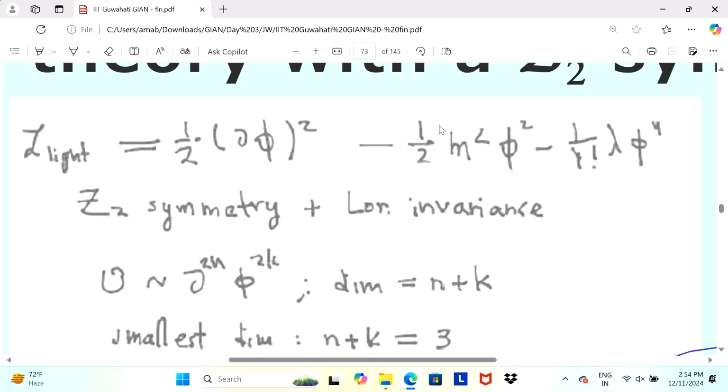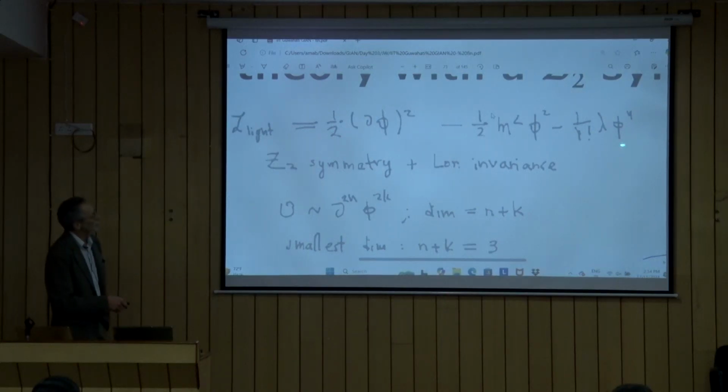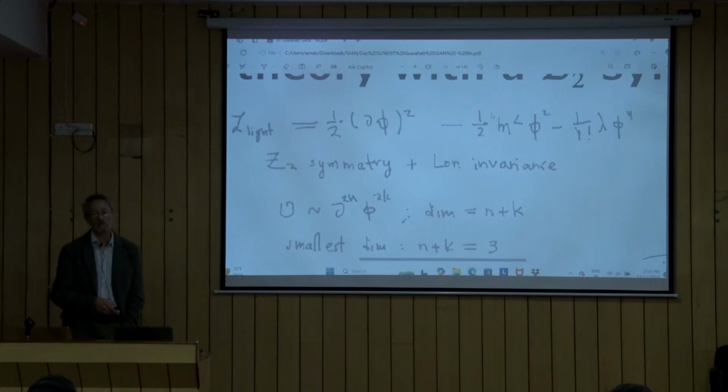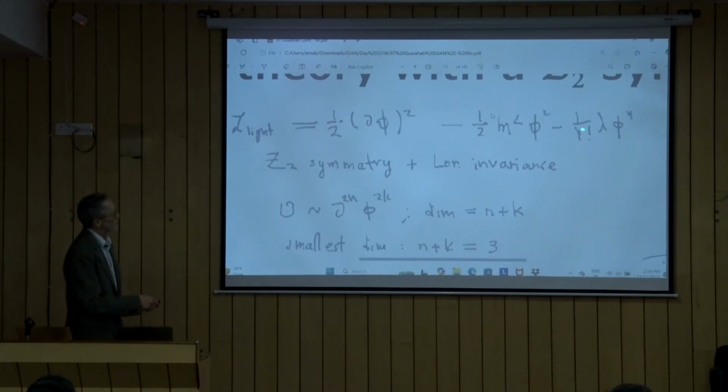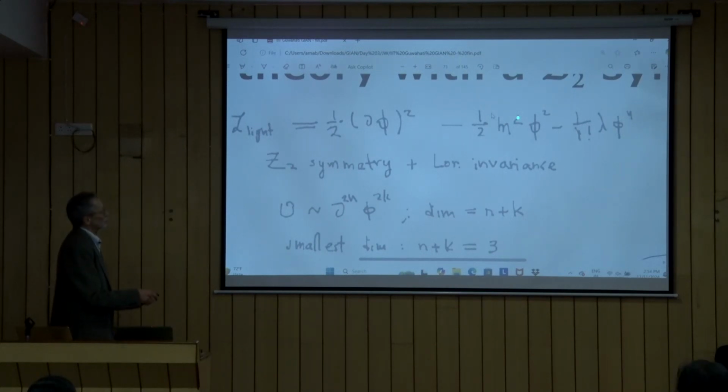I am going to look at an example of the phi to the 4 theory. This squiggle here is intended to be a 4, so this is not like one exclamation mark, but it means 4 factorial. So this object here is 24. This object here is 2. So it's 1/2 d phi squared minus 1/2 m squared phi squared minus 1 over 24 lambda phi to the 4th.